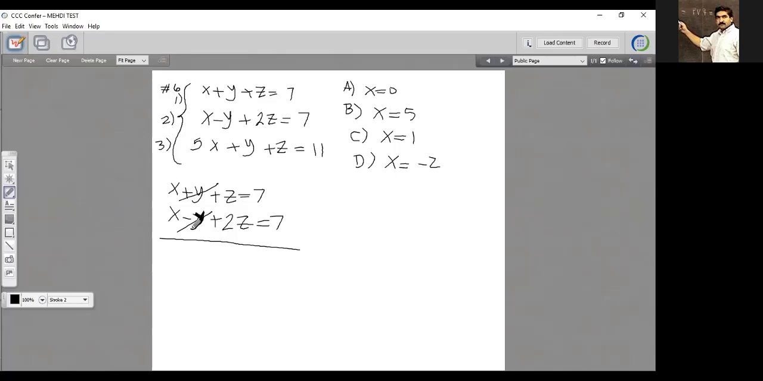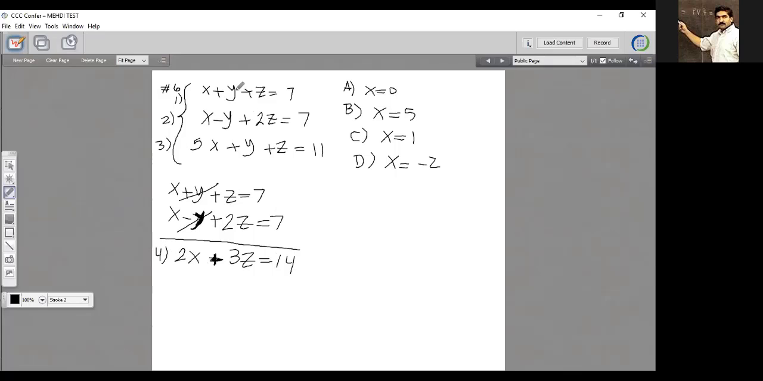So since the coefficients of y are already opposite, let's just add them up and get one equation in terms of x and z. We get 2x, plus 1z plus 2z would be plus 3z, is equal to 7 plus 7, 14. So I'm going to call this equation number 4.